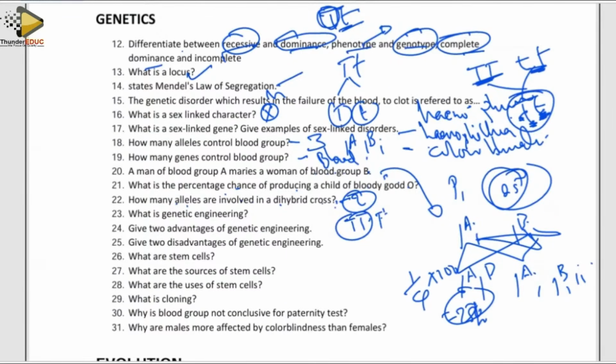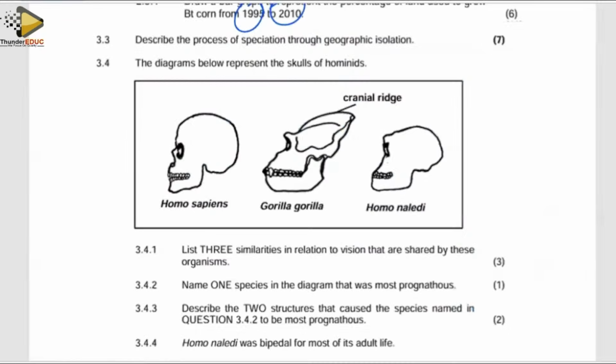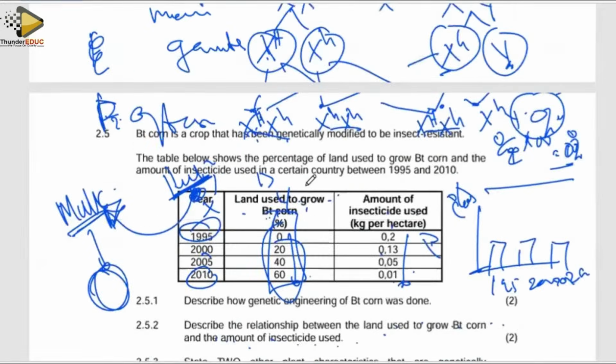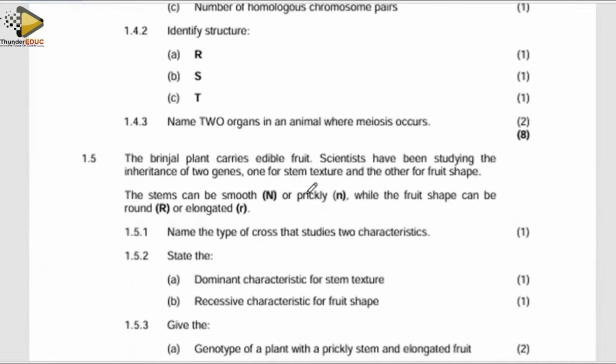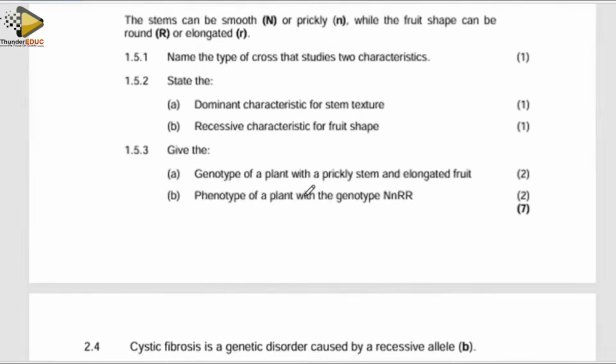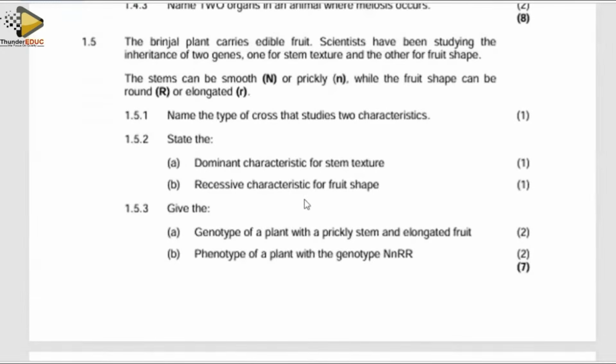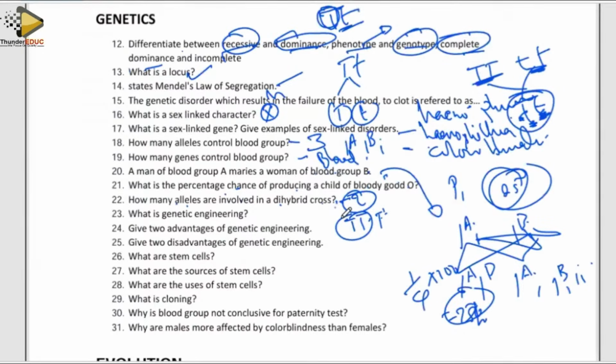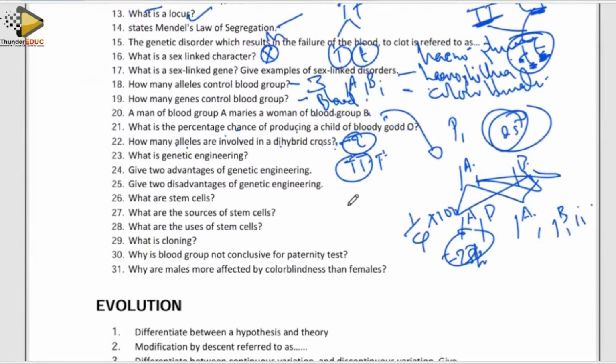In the dihybrid cross, we have seen it in our previous question, I think it was the first question. How many alleles? You have this, this, this, and that. So there are 4 alleles involved in that case. But how many characters are involved? There are 2 characters. That's why you call it a dihybrid cross.